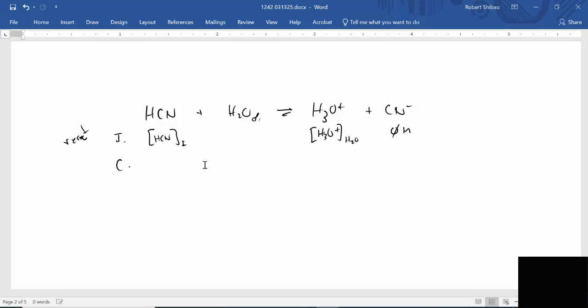Okay, there's going to be a change. We're going to call this minus X molar, plus X molar, plus X molar. And so at that equilibrium, I'm going to have my HCN, which is initial minus X molar, and water is a pure liquid. And then I'm going to have my H3O plus from the H2O plus X molar here, and then I'm going to have X molar here.